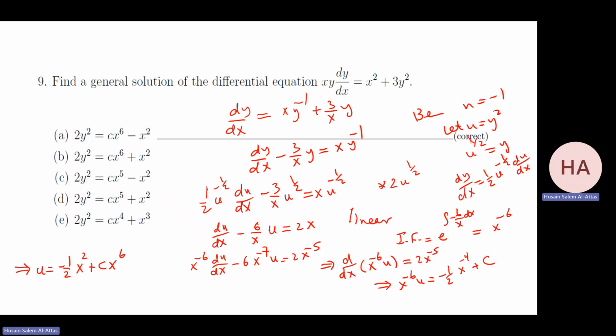Okay. And what is u? u is y^2. So y^2 = -1/2 x^2 + c x^6. Multiply by 2. So I have 2y^2 will be equal to 2 times c. I call it c, since I have only one c, that will not be a problem. Minus x^2, which is this one.